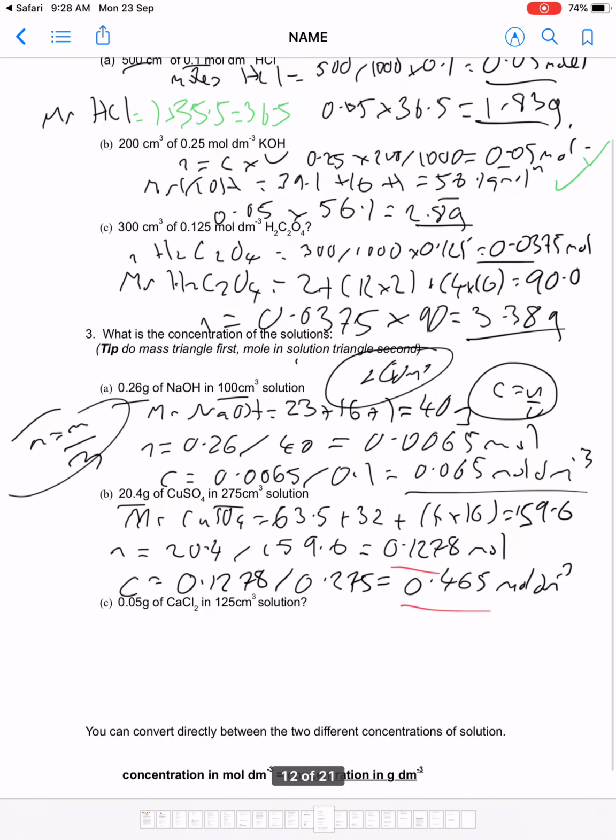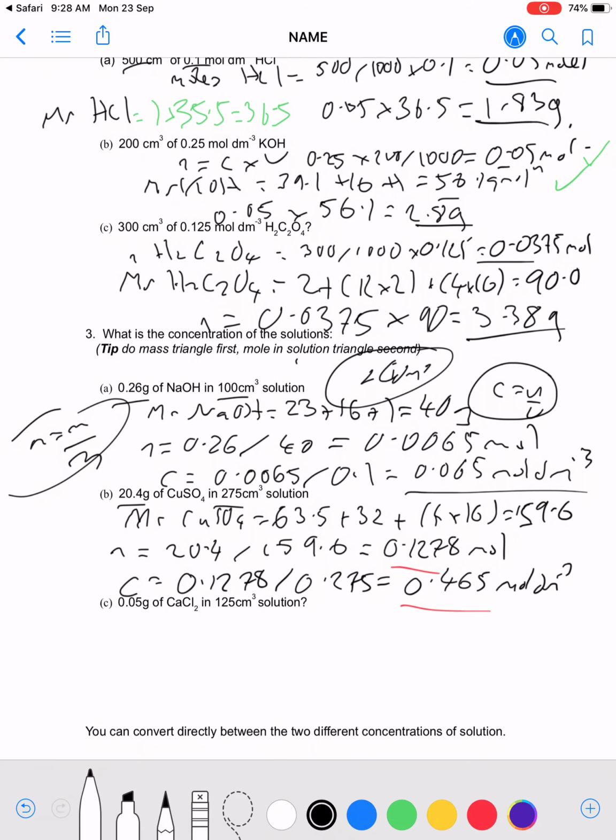Then the last one, you know what to do now, right? What's the first thing we're going to do? It's the MR of CaCl2, where calcium is 40.1, plus 2 chlorines, that's a plus 2 times 35.5, that equals 111.1, rolls off the tongue.